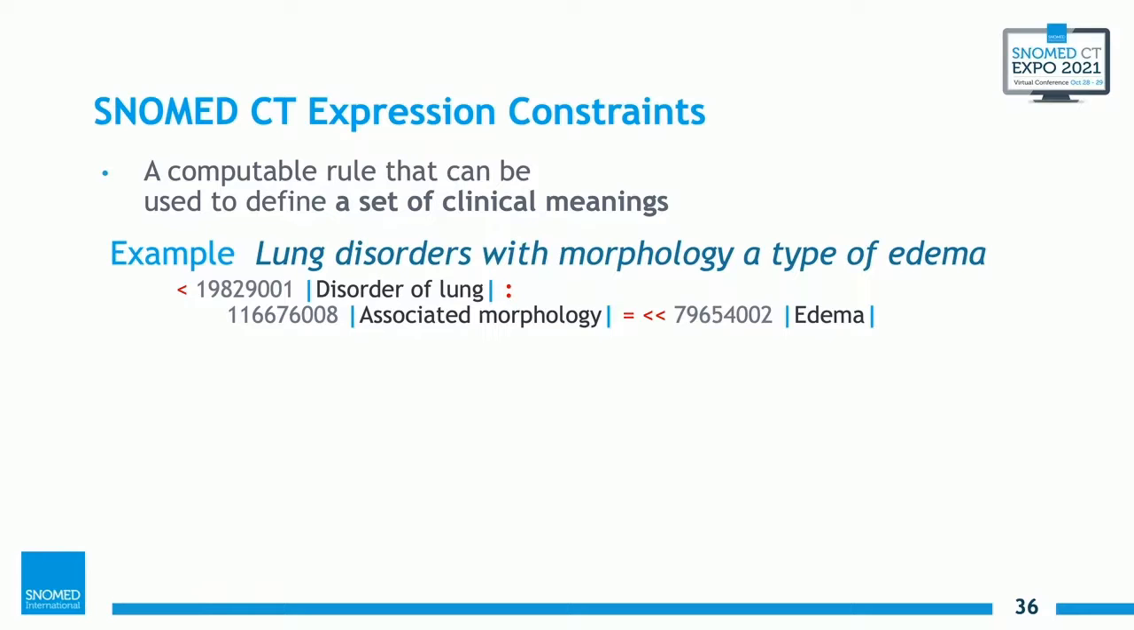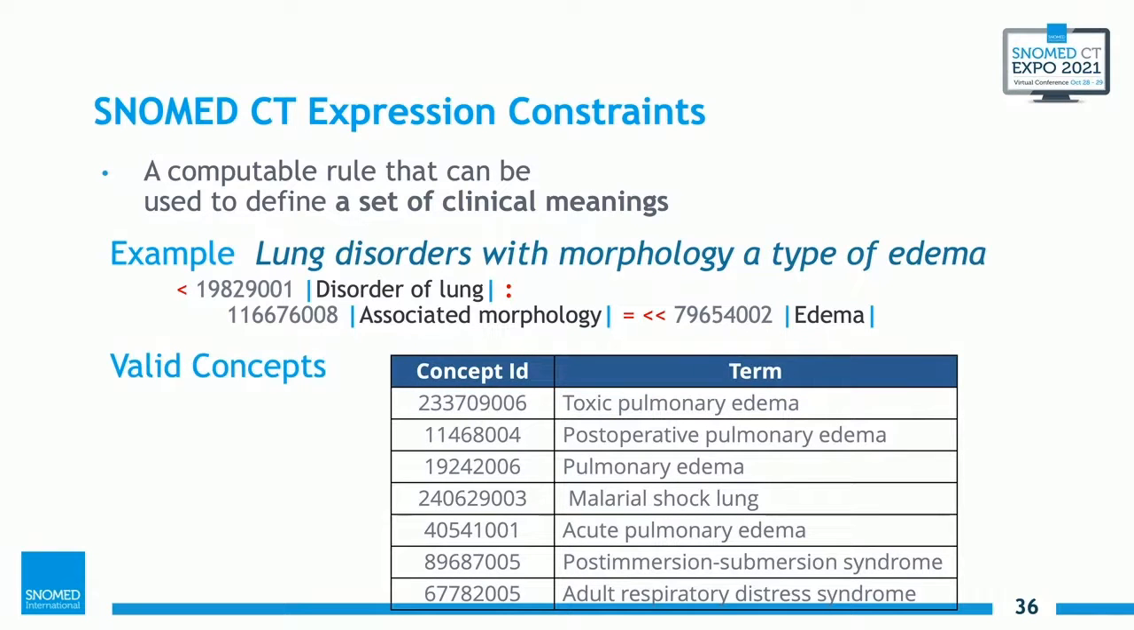When applying this constraint to a substrate of pre-coordinated concepts, we may find these concepts from toxic pulmonary edema to adult respiratory distress syndrome are valid with respect to this constraint. All of these concepts are descendants of disorder of lung, and they also have an associated morphology which is either edema or a descendant of edema.